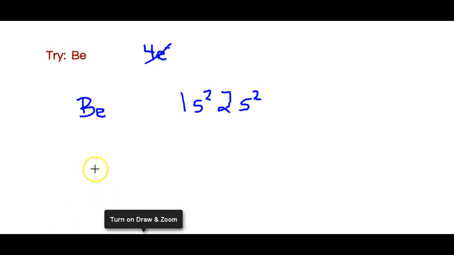Now, as for the orbital diagram, let's take a look at that. If I'm drawing them in those vertical columns, I'm going to draw my 1s right here, and then my 2s right above. And I'm going to start filling my electrons. 1, 2, 3, 4. So now all 4 electrons have been accounted for. Hope you did okay with that.